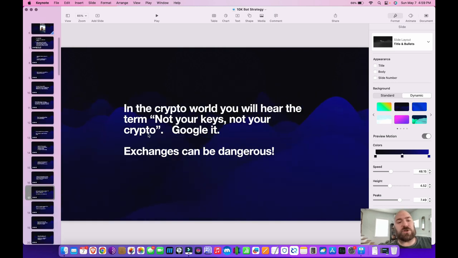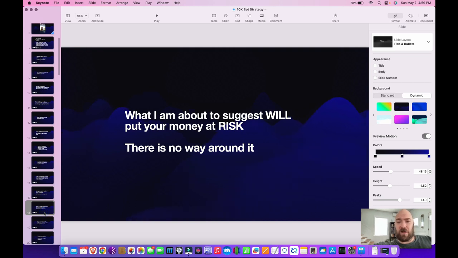In the crypto world, you're going to hear the term "not your keys, not your wallet, not your crypto." Google it. Exchanges can be dangerous. What I'm about to suggest is going to put your money at risk because you're going to be putting it on these centralized exchanges. I don't recommend putting all your eggs in one basket.